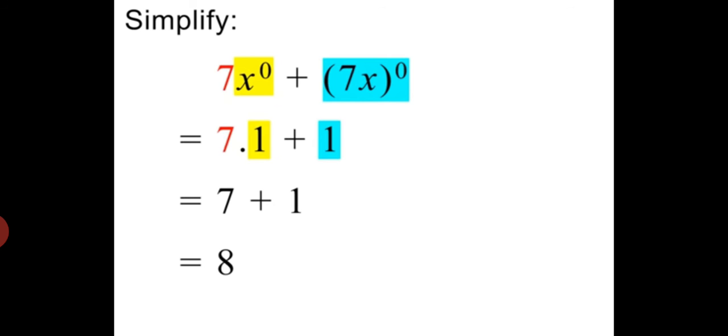Now the example, 7 into x to the power 0 plus 7x whole to the power 0. Here for the first number, 0 is only the power of x, so 7 into 1, plus for the second number it is whole to the power 0, that means its value will be 1. So 7 into 1 plus 1, that means 7 plus 1 equals 8.